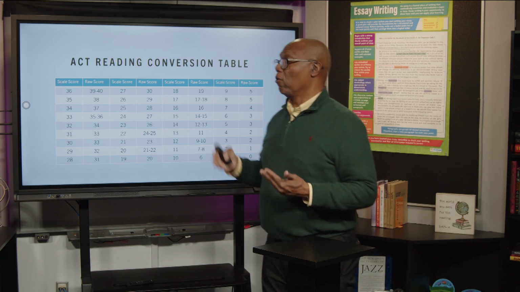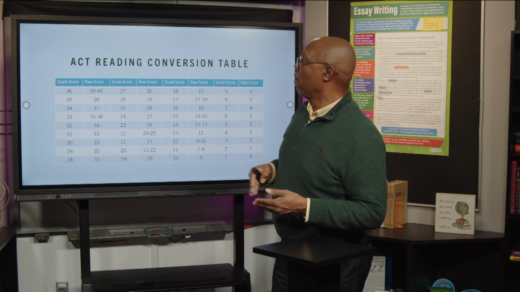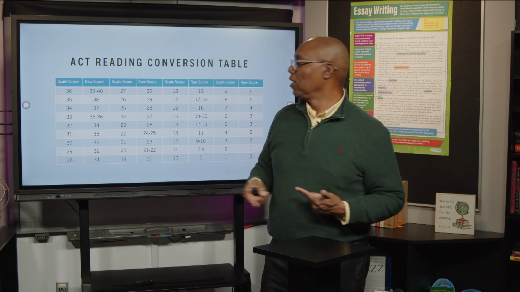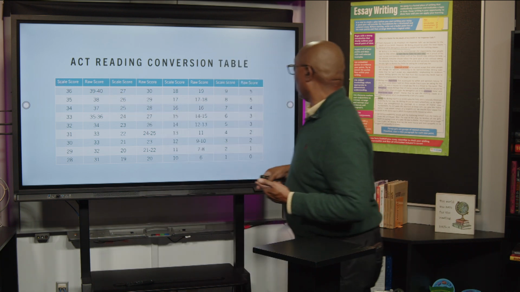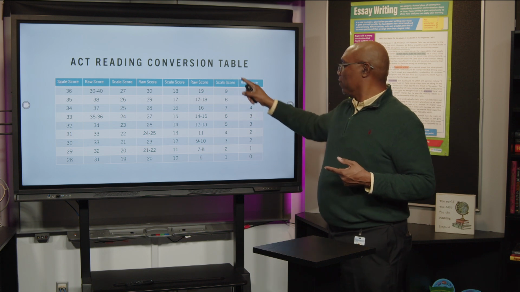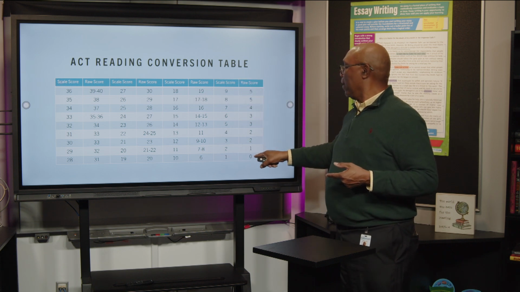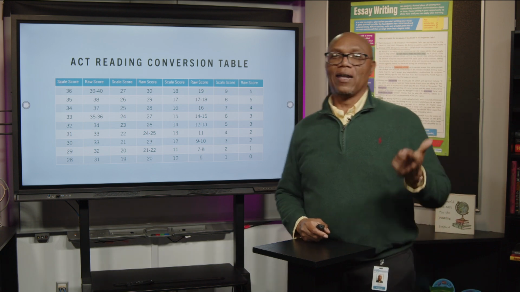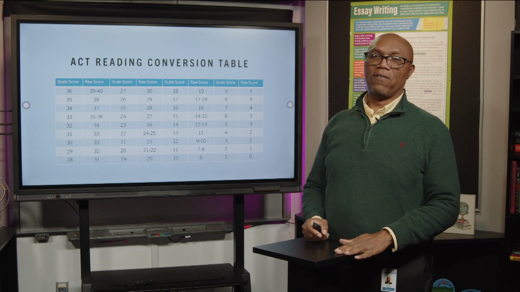In addition to that, in order to get a scale score of 36, your raw score, or the number of correct answers that you have to get in the ACT reading section, is 39 to 40. And the same thing over here, if your scale score was 1, you got no questions correct. So you can actually get a 1 on ACT without even having a correct answer.